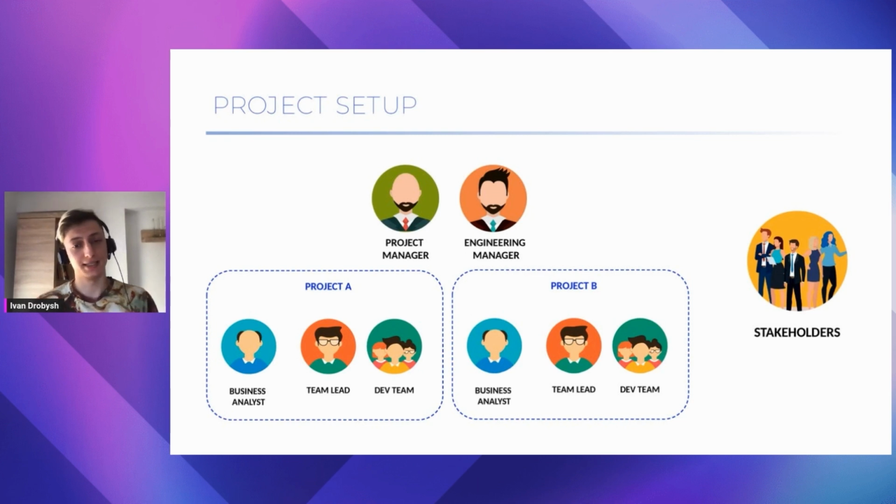And the very final setup of our theoretical project that we've discussed today is this. We have a project manager and an engineering manager, shareable resources between several streams or projects. If you take a look at any single project, it will look something like business analyst, team lead, and the dev team. We might have several such projects, each with its own business analyst, team lead, and dev team, but with a shared project manager and engineering manager between these projects. And at the same time, we have customer stakeholders.